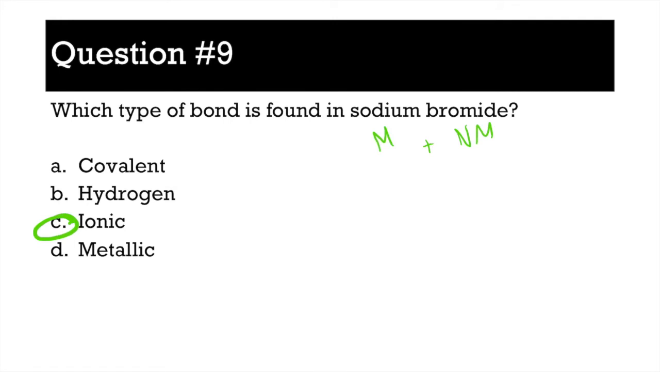That is ionic. So again, we haven't got to this yet, but a covalent bond is nonmetal and nonmetal. Hydrogen bond is actually not a bond. It's an intermolecular force. Again, we'll get there later. And metallic bonds happen between metals. So right now, at this point, we've only covered ionic bonds, metal and nonmetal, so therefore it is C.